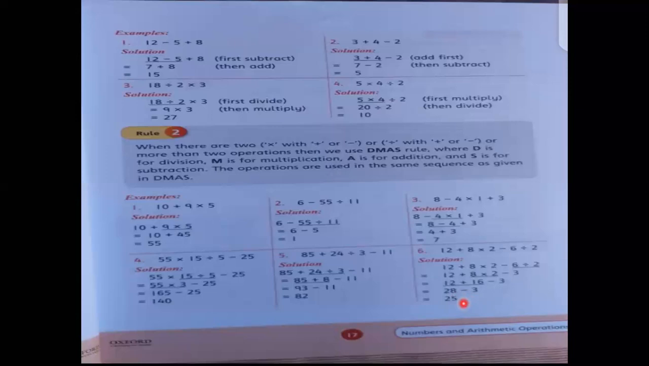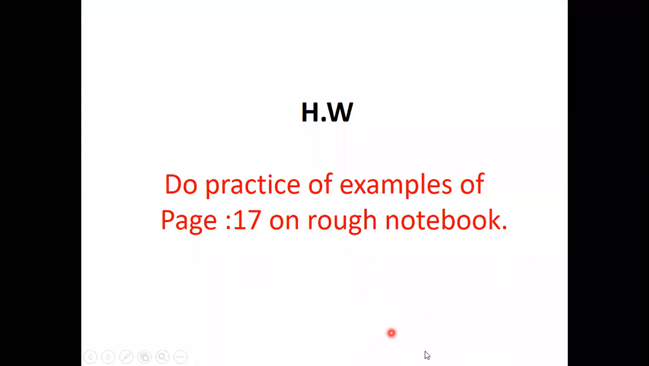So that's the DMAS rule, in which you have to follow the steps, the order, the sequence of the operations, from where you have to start and where you are going to end your solution. So this order will help you to find the answer in a very correct way. So that's the topic which you have to practice at home as well.